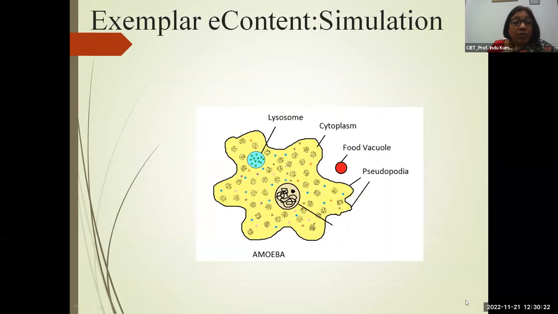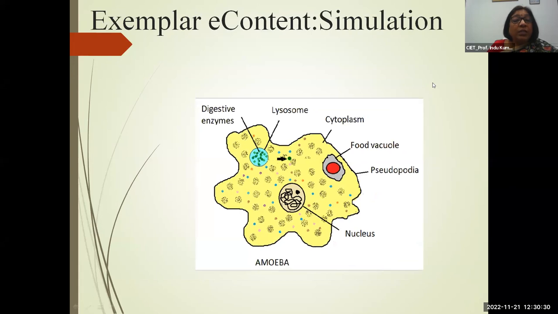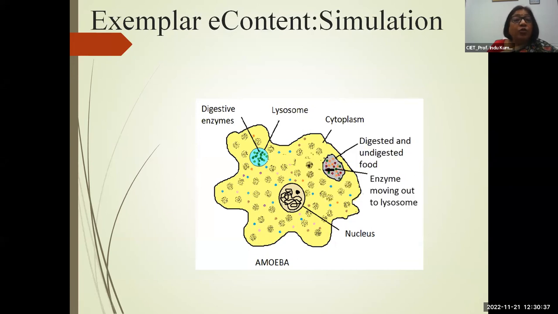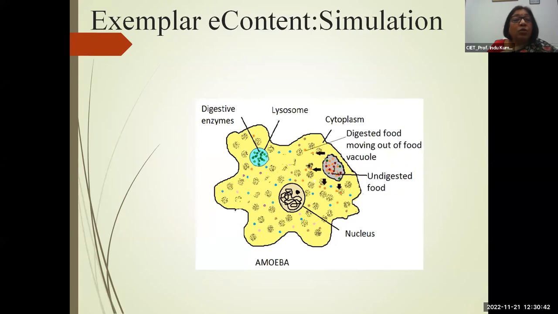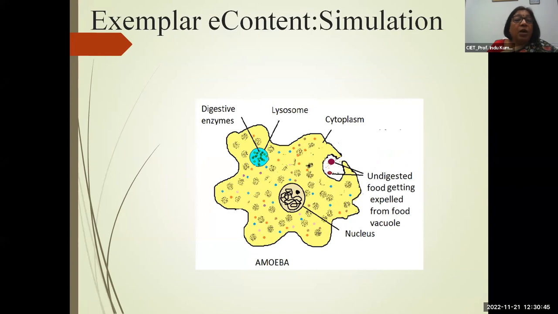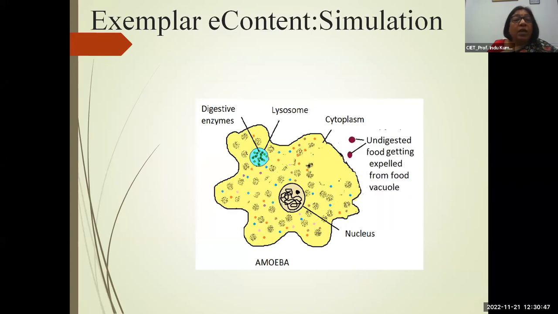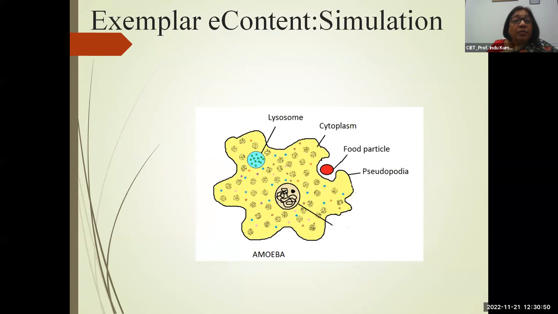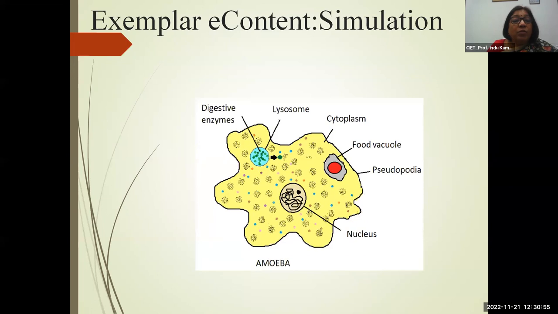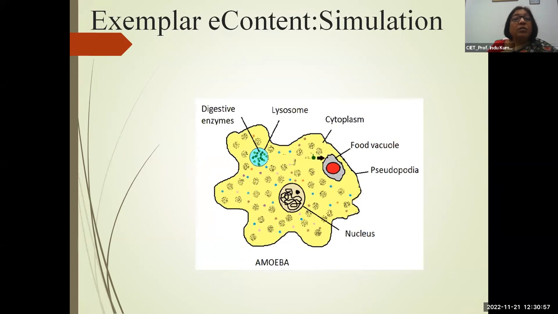Yeah, so comic strip we have already seen, cartoon we have already seen. So here is an example of a simulation. Here you can see amoeba, which is a single cell organism. So how digestion occurs in amoeba is shown with the help of a simulation here. You can see how the process goes, how digestive enzymes are added, and the food waste also comes out of the amoeba. So this is the process, a simulation.